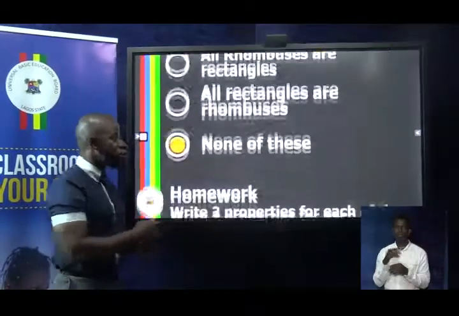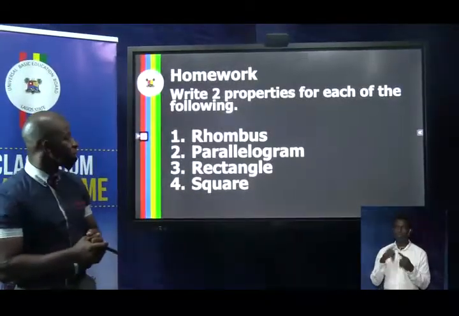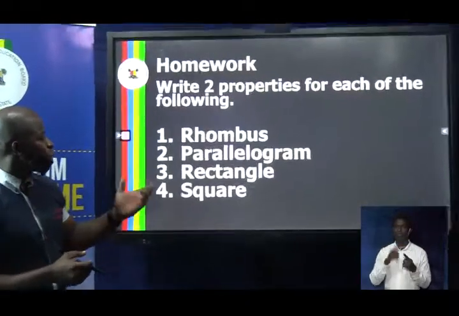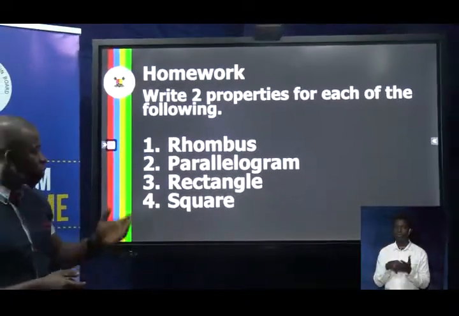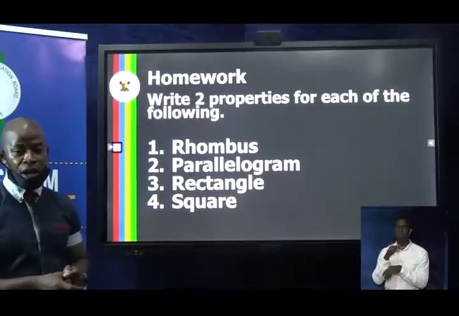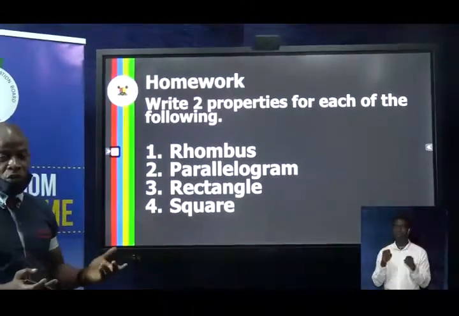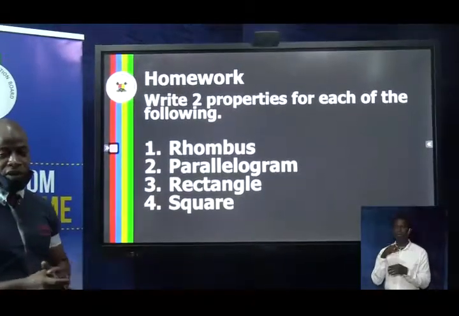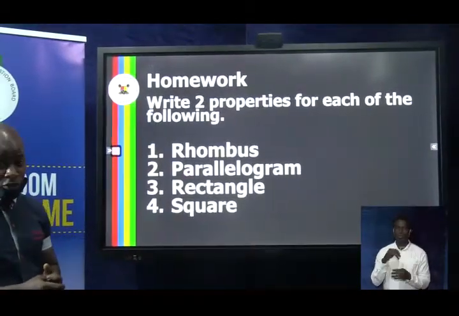Now we've come to the end of the class. I just want you to copy this down. The homework says you should write two properties for each of the following: rhombus, parallelogram, rectangle, and square. We've written so many properties today. You should find it easy to write just any two out of this.